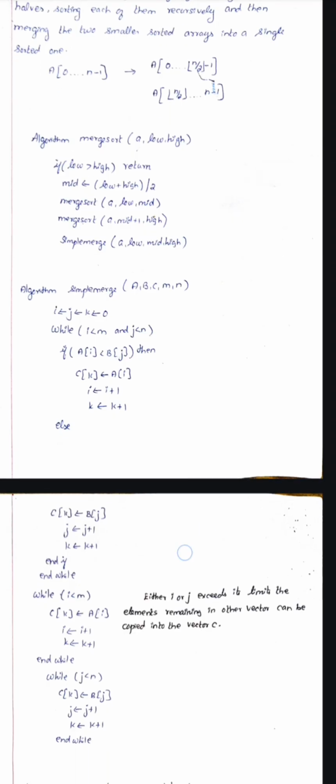Algorithm for merge sort a comma low comma high. If low is greater than high, return. mid is equal to low plus high by 2. Merge sort of a comma low comma mid. Merge sort of a comma mid plus 1 comma high. Simple merge of a comma low comma mid comma high.